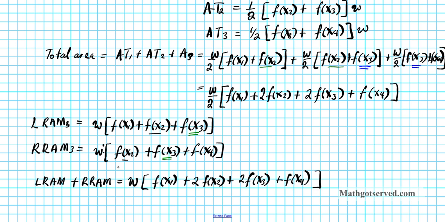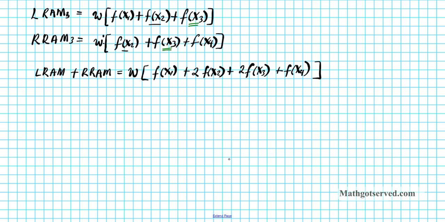So what can we do to make this formula the same as that? We just simply divide it by 2, right? So just the average. If I take LRAM and RRAM, add them together and divide by 2, it's just equivalent to dividing this by 2, and this is equal to your trapezoidal approximation, okay, using three subintervals. So these are two ways you can derive the formula for the trapezoidal rule, okay? All right, now that we have the formula down, let's go ahead and apply it to an example.